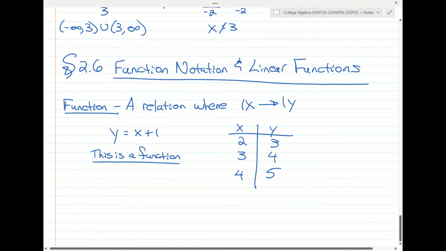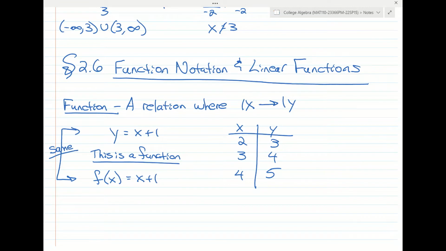Since it's a function, we could write it f parentheses x equals x plus 1. These are the same thing. But this bottom one just tells you that it's a function. F of x is the same thing as y. It's just one extra piece of information that says it's already a function. You don't have to figure it out. I'm telling you it's a function. Does that make sense?